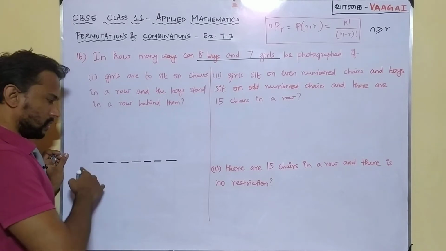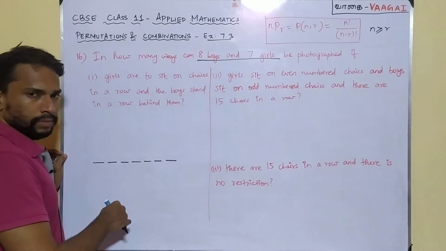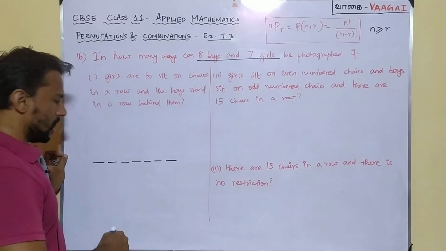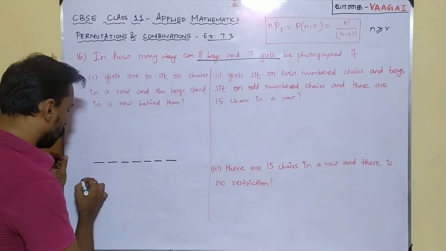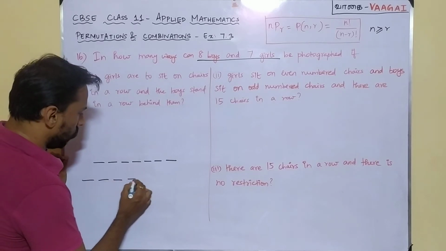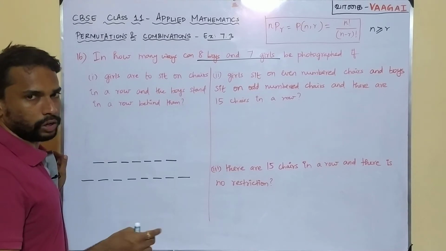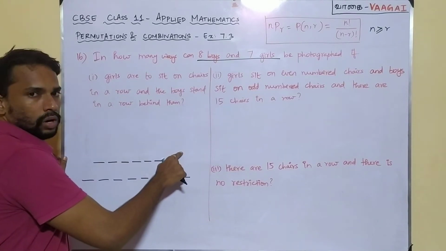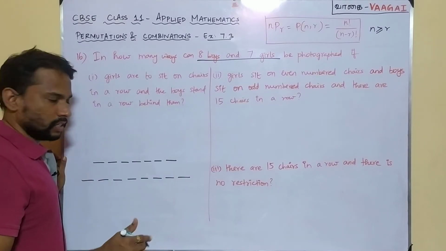1, 2, 3, 4, 5, 6, 7. This way, the 7 girls are made to be seated, and behind them, the boys are going to stand. And for boys, we'll make 8 slots: 1, 2, 3, 4, 5, 6, 7, 8. So this way, we will make slots for boys. That means in this row the girls will be seated, and in this row the boys will be seated. That's it. Very simple.